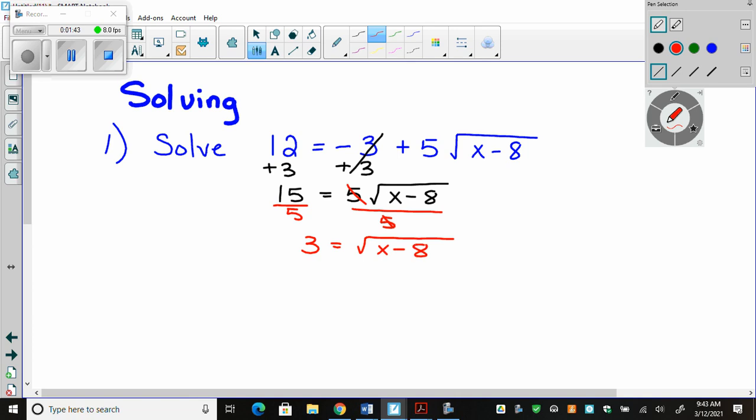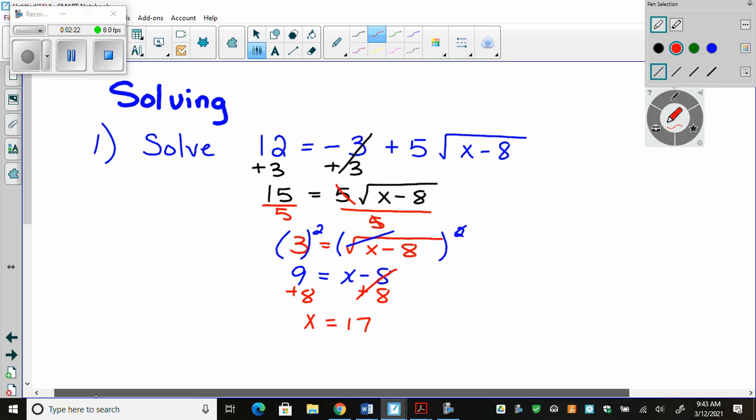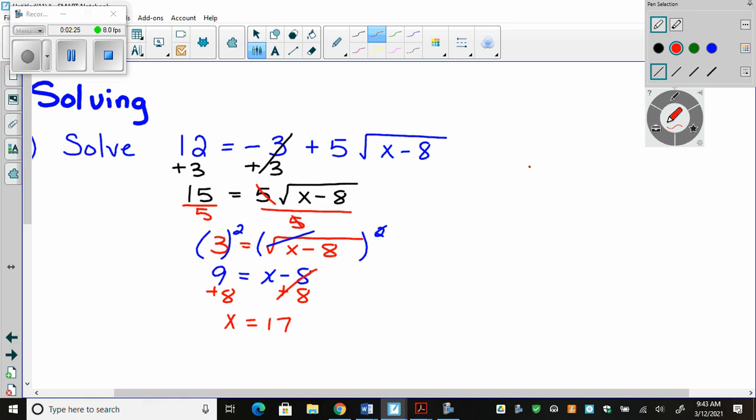Then I told you, once you have the radical isolated, how do you get rid of the square root? You need to square it. So we're going to square the 3, square the square root, and it goes away. And we get 9 equals x minus 8. And then we have to add 8. So we get x equals 17. Now remember, we don't box it because it could be extraneous, right? We have to check these every single time. So, remember, not extraterrestrial, extraneous.